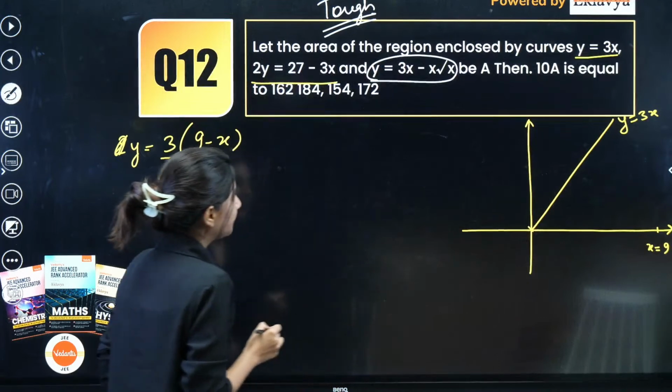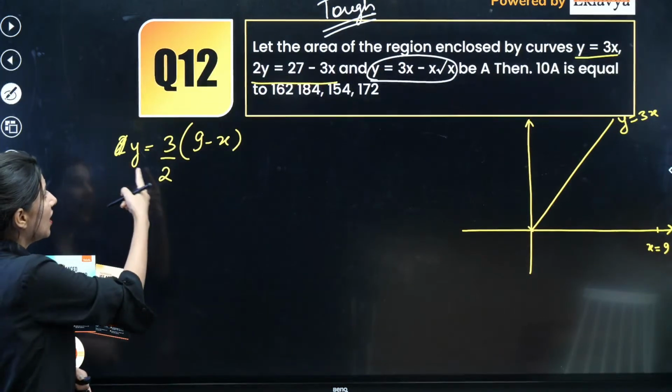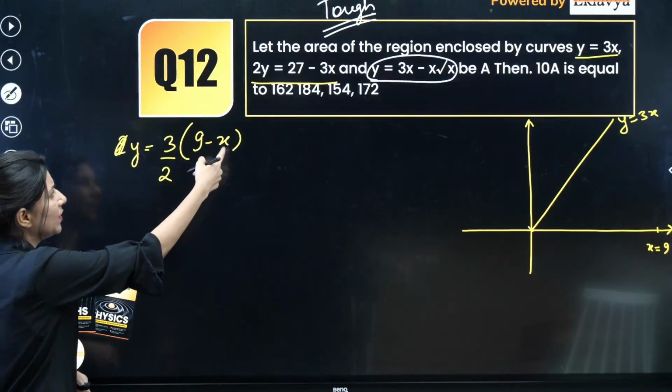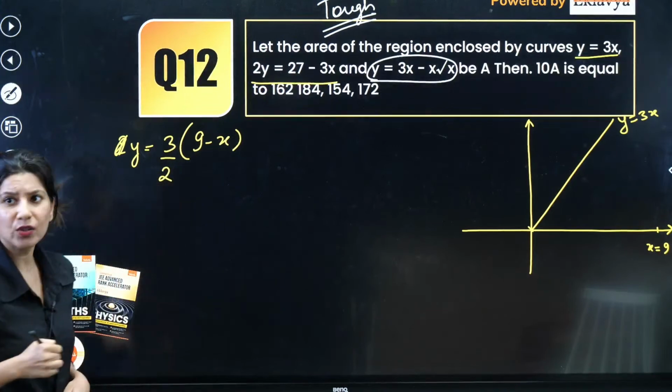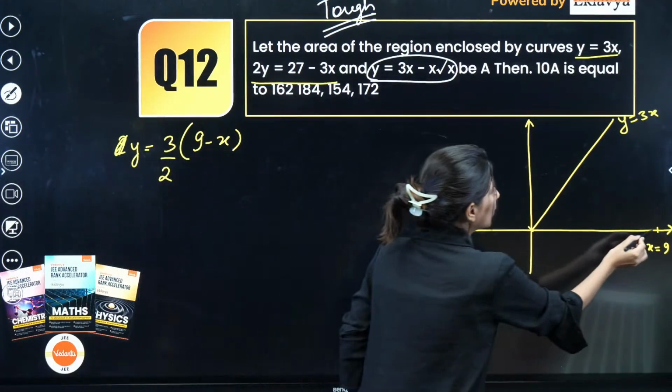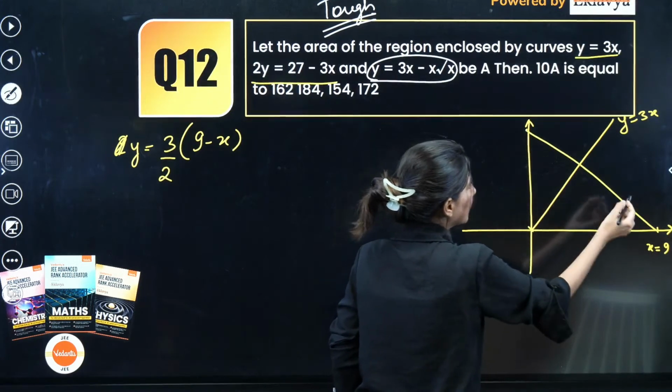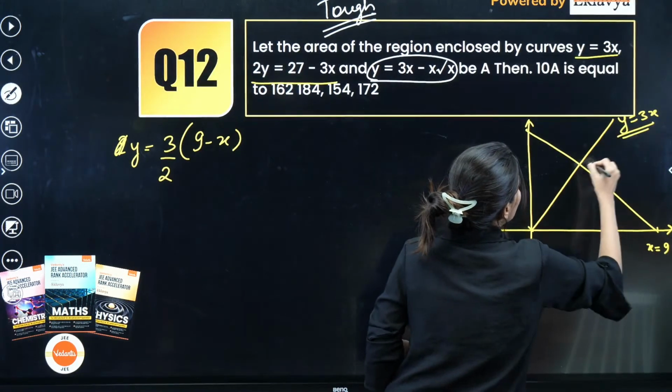And the moment I put x equals to 0, what do I get? 27 by 2 is the y-intercept. So this is how it will look like. This is your second line. This is line 1.